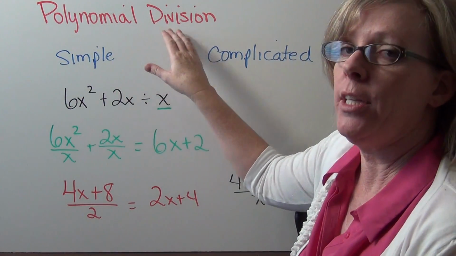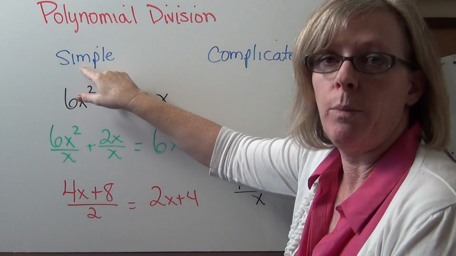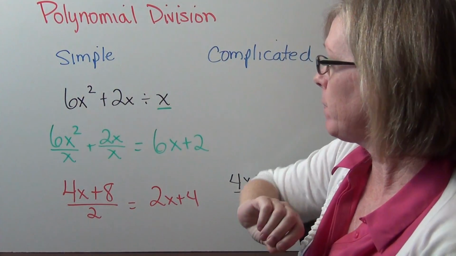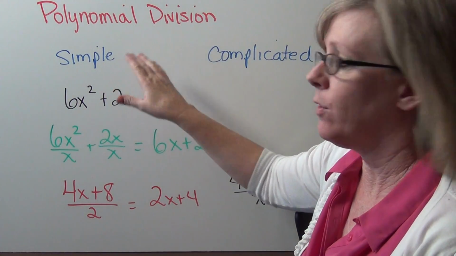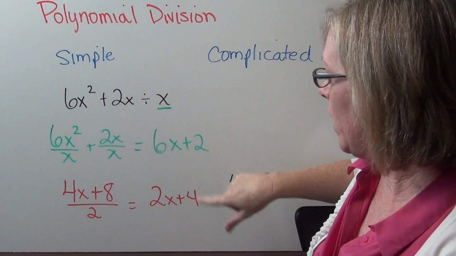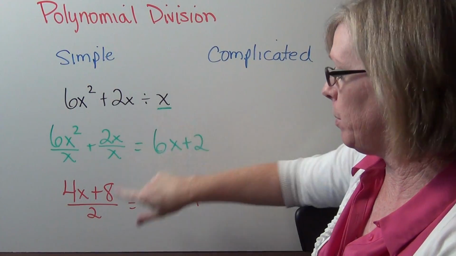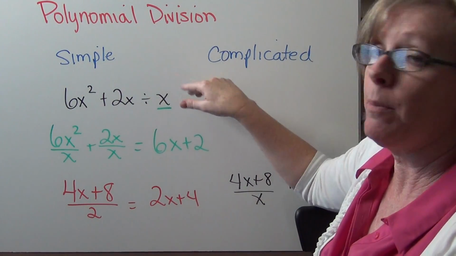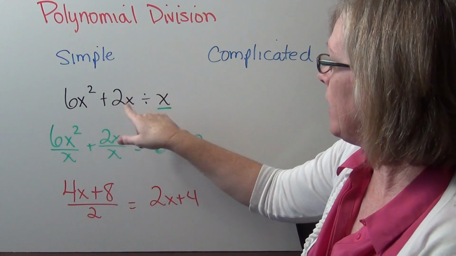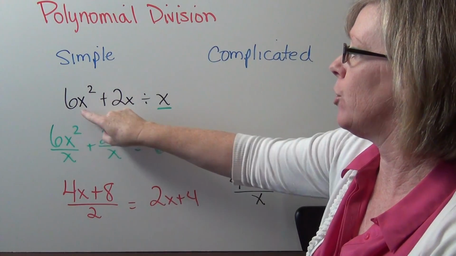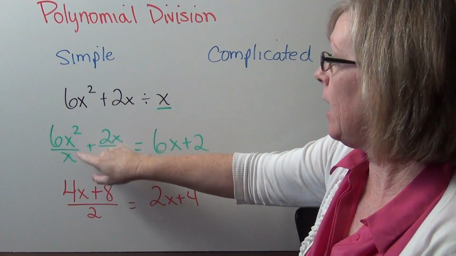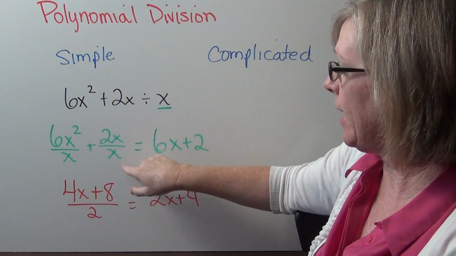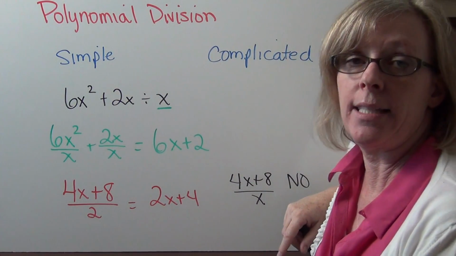So in polynomial division there's the simple kind, which is sort of what we have done before, and the more complicated, which most of you have not yet done. So let's look at the simple kind first. The simple kind, I'm dividing by one single thing. Sometimes it's a variable, sometimes it's a number. But you would get something like 6x squared plus 2x divided by x. In this case, I'm going to look and make sure, does the x go into every single term of that polynomial? And it does, so I divide the first one by x and get an x. I divide the second one by x and get a 2, and my answer is 6x plus 2.